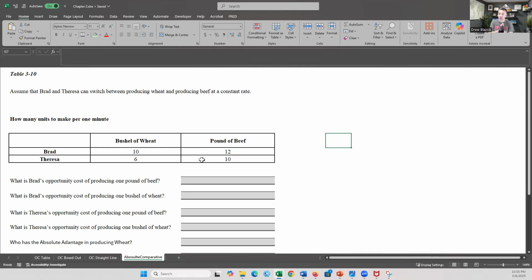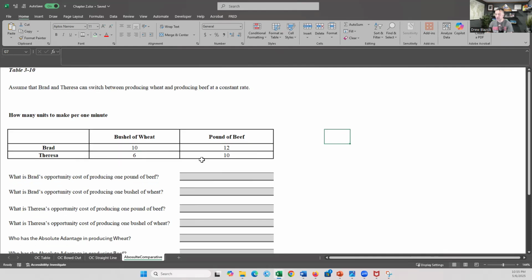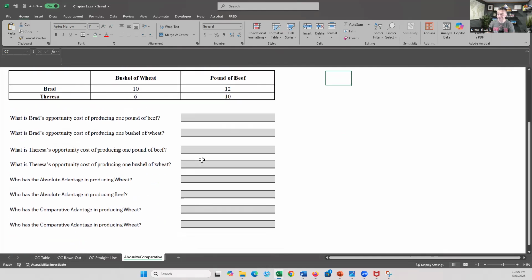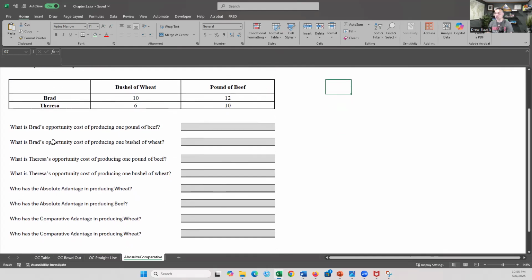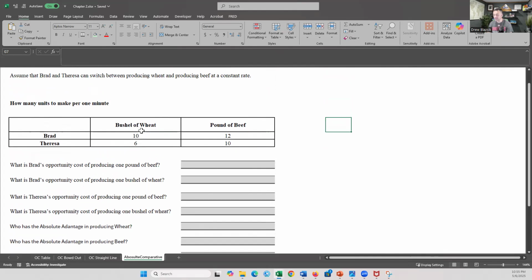So the test bank question is a little different. I want to make sure you understand that first. This is how much they can produce in 1 minute. So now these questions will make sense. So I forgot I switched that around. Okay, so let's look at this. What is Brad's opportunity cost of producing 1 pound of beef? What is Brad's opportunity cost? So we got to look at it from the perspective of Brad of producing beef.